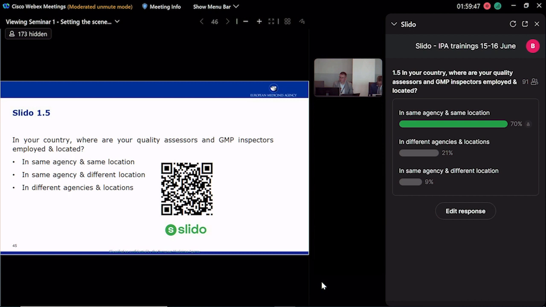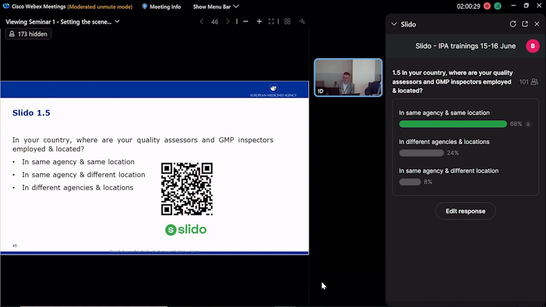So we're up to 90 responses here. Okay, and we can see about 70% of respondents are saying that their assessors and inspectors are in the same agency and working from the same location. Around 20% say they're in different agencies and locations, and a smaller amount in the same agency and different locations. So I think from that we can see 75% of assessors and inspectors are in the same agency, and 25% are in different agencies.